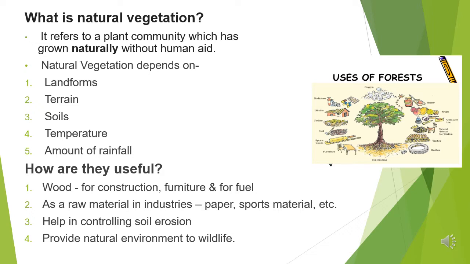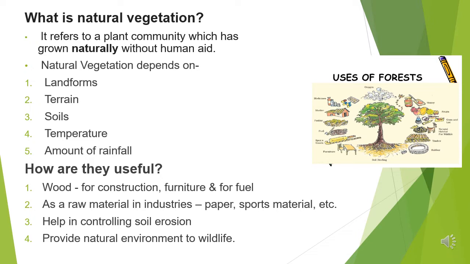Then the soil, different types of soils, which type of soil is much more suitable for growing of trees or plants. Temperature, is it extremely cold or hot or moderate, and the amount of rainfall that takes place annually. On all these things our natural vegetation depends. Then how are they useful?